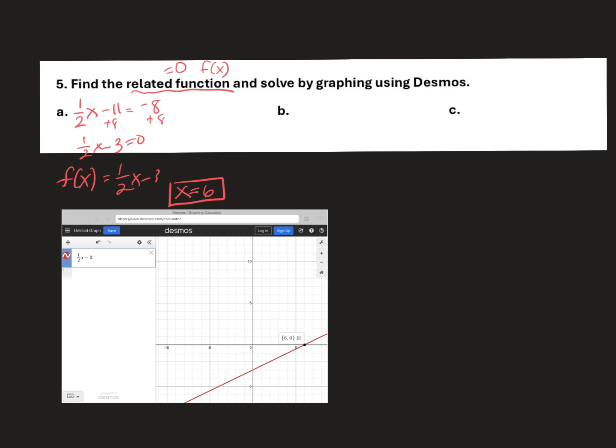So somewhere you're going to want to write where the graph crosses the x-axis. That is what your solution is. Letter B, 2x minus 5 equals 8. I'm going to subtract 8. 2x minus 13 equals 0. So f of x, or I could use g of x, equals 2x minus 13.